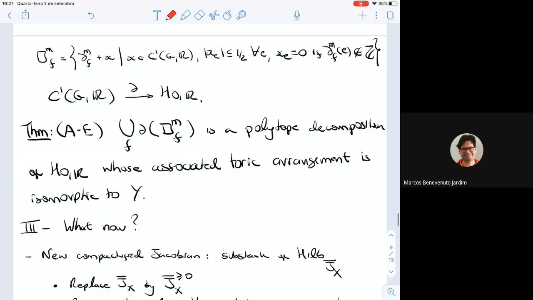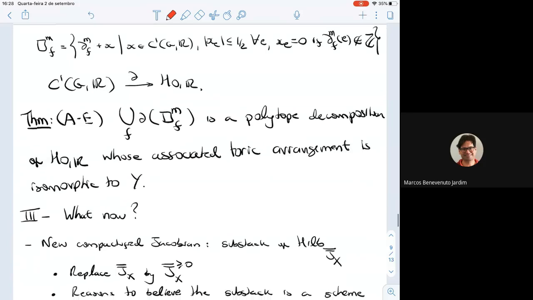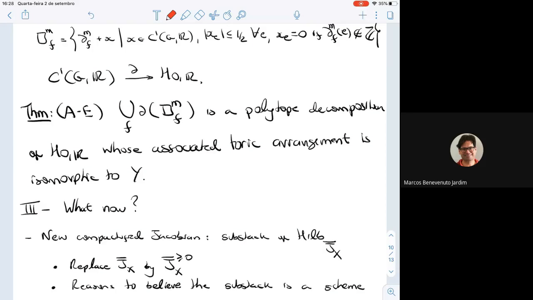And one thing we can do to make things more concrete is to replace the whole stack by the stack of effective sheaves. Those are the sheaves that allow for the existence of a section that doesn't vanish on whole components. So the sheaves that have positive degree on every reducible component or on every subcurve. So J bar of X is not of finite type, but the effective sheaves are of finite type. And I have reasons to believe, we did some examples, that the substack is actually a scheme. So the new compactified Jacobian will parameterize objects that have to do with stacks, but it's actually a scheme.